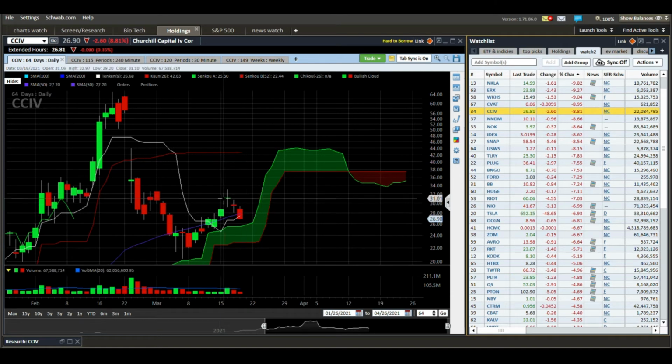But I'm looking for price to stay with this uptrending Tenkan-sen line here in white. But I think this is a bad time to open this trade because of what I'm saying about the market conditions with these EV stocks. And the EV stocks were way overbought.